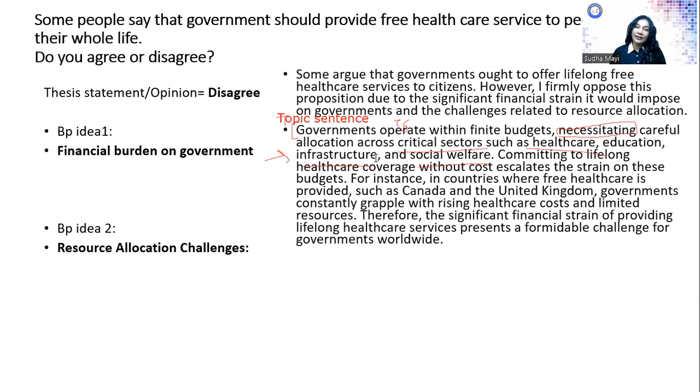This is my beginning of the topic sentence, followed by, now here comes the actual elaboration. Committing to lifelong healthcare coverage without cost, without taking any charge, escalates, means increases, the strain on these budgets. Yes, for each sector we get a limited amount of budget, and if everything is spent only on healthcare, then what will happen to the other departments, right? For instance, look at this. So I have started my topic sentence, and I have elaborated it in the second line, which is committing to lifelong healthcare coverage without cost escalates the strain on these budgets.